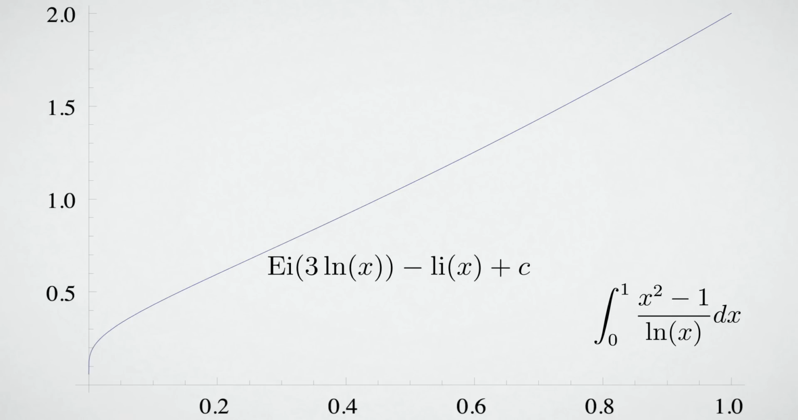Our friends at Wolfram Alpha say that the indefinite integral is the exponential integral of 3 times the natural log of x, minus the logarithmic integral of x, plus c, where the exponential integral and logarithmic integral are both special integral functions, just like the sine integral, that you can't take antiderivatives of. It's ugly. But it is possible to evaluate the definite integral.